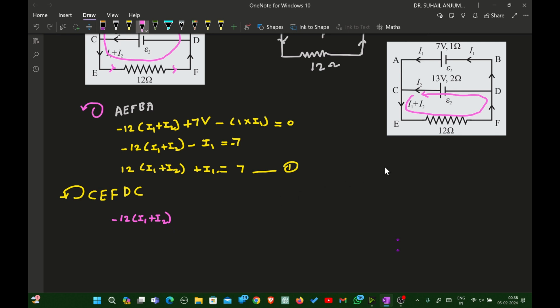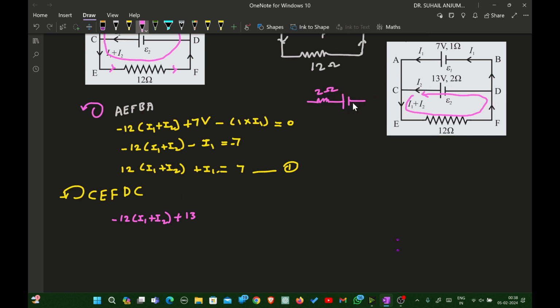And for the battery, the voltage goes from low value to high value, so it will be considered positive. So it will be plus 13 volt, so I will write plus 13. Then the voltage drop across the 2 ohm resistance. Remember, we have considered it in series here with the 13 volt battery, the 2 ohm resistance, because that is the internal resistance.